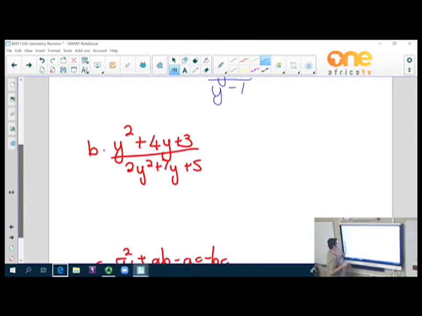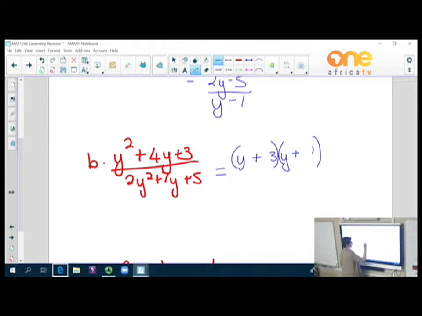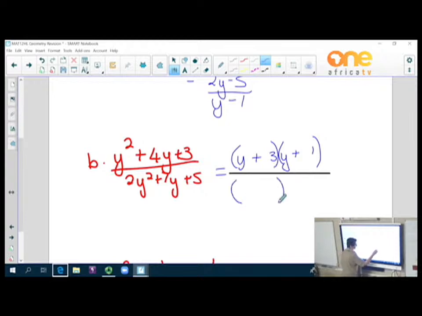Question B. Again, this is a trinomial. Both of them there. So I'll have to factorize brackets, brackets. It's the factors of 3, which can only be 3 and 1. Signs are equal. Both will be positive. And this one is then another trinomial there. It's the factors of 2 and 5. We can use the ones that we had just now. So it's 2y and y.